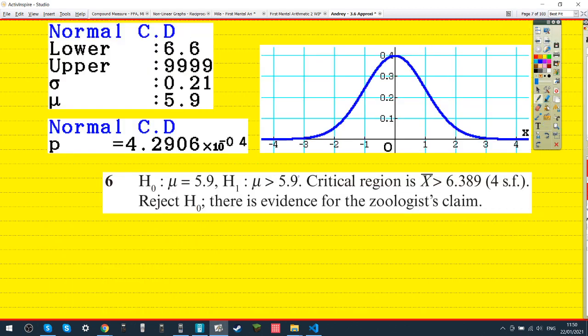Here we go. Here's all the stuff. There, we reject the null hypothesis. There's evidence for the zoologist's claim. Yeah, so the null hypothesis was that the mean is 5.9. The alternate hypothesis is that the mean is greater than 5.9. They did it a slightly different way. I'm happy.